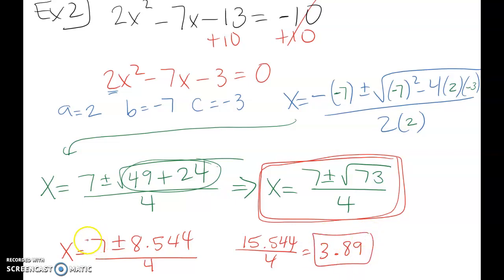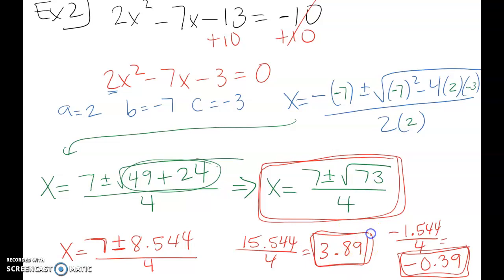And then my second one would be 7 minus 8.544. So 7 minus 8.544 is negative 1.544 divided by 4. Divide by 4. And I get negative 0.39. In most cases, we'll actually have you leave it as the exact answer, but occasionally we will ask you for the decimals, so that's how you would do it.